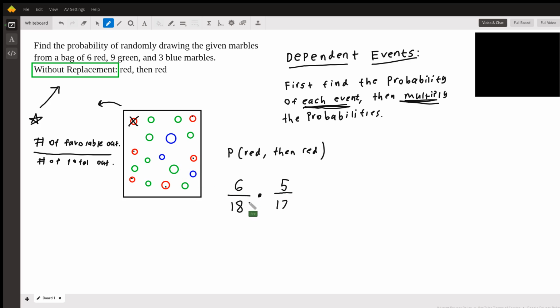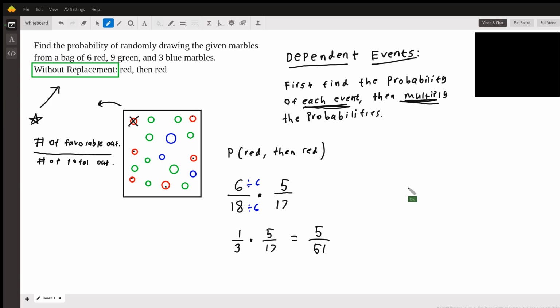So now we have 6 over 18 times 5 over 17. Now I could multiply across the numerators and denominators, but you should first notice that 6 over 18 is not in lowest terms. So if we divide top and bottom by 6, the greatest common factor, we get 1/3. So we have 1/3 times 5 over 17. Now just multiply across the numerators and denominators, and we get 5 over 17 times 3. Well, 20 times 3 is 60. Subtract 9, we get 51.